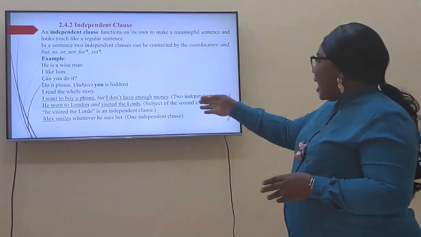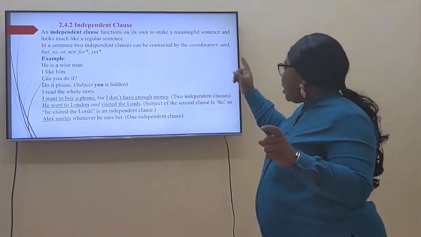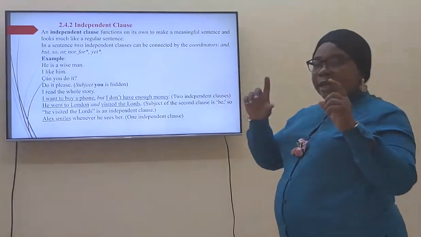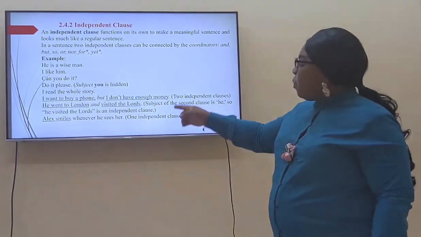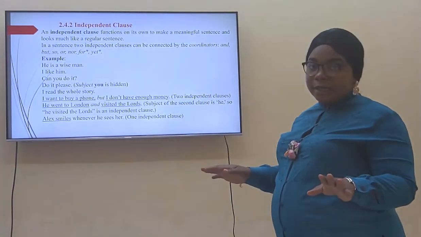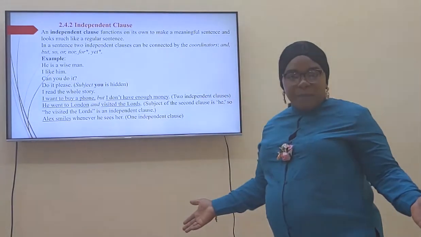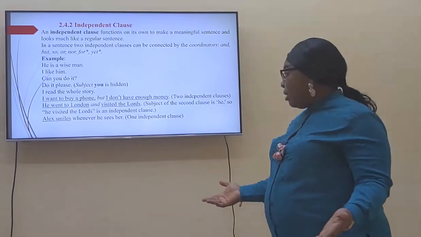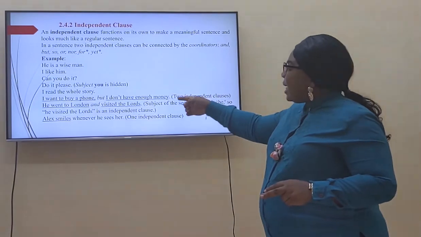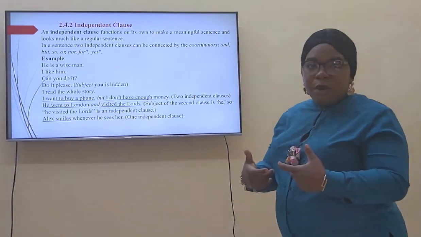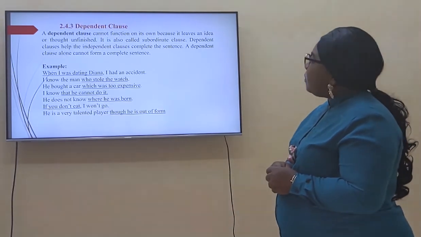Okay? The next one, I want to buy a phone, but I don't have enough money. These are two independent clauses. Now listen, two independent clauses. The first one, I want to buy a phone. You can actually put a full stop to that and it makes a full sentence. The next one, I don't have enough money. It's also a complete sentence on its own. So these are two independent clauses that can stand on their own. But when you put a conjunction, but, it connects the two of them to make one full sentence. Alright? Moving on.